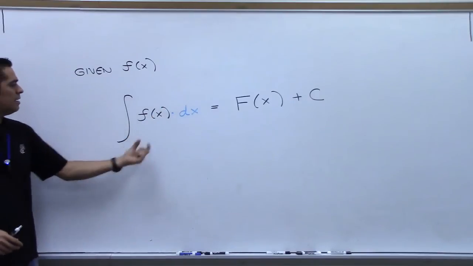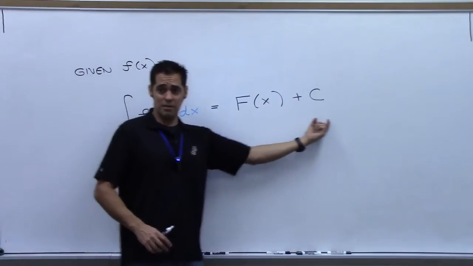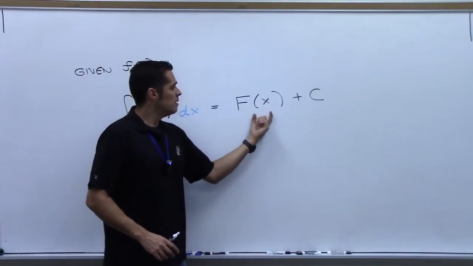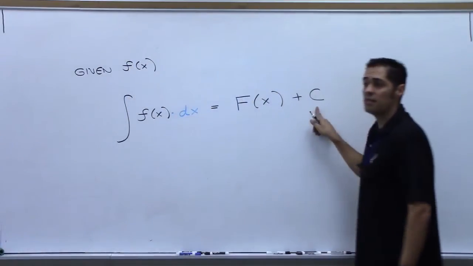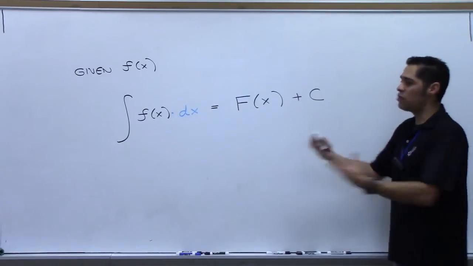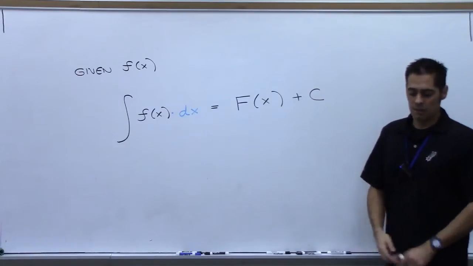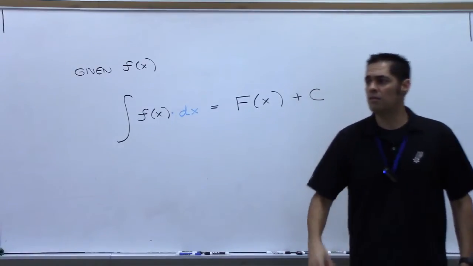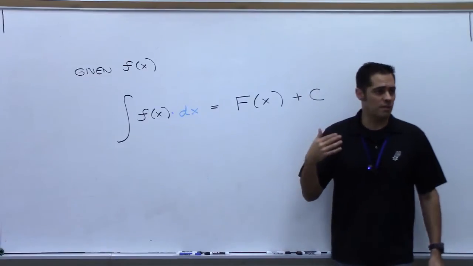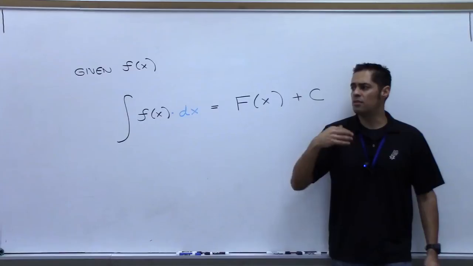That's the integral sign. That's the integrand. That's the differential. This is the general antiderivative. This right here is called the constant of integration. And the whole process of actually finding antiderivatives is called integration. So in Cal 1, we did derivatives, and that process was called differentiation. In Cal 2, the reverse process is called integration.